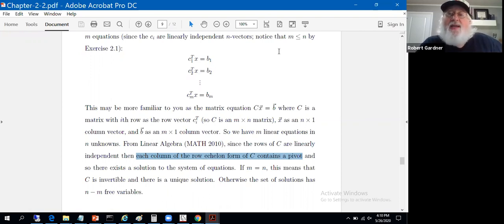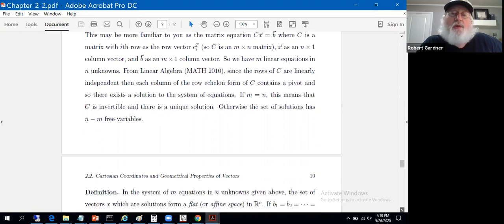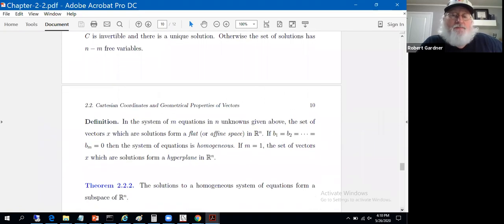If there are not that many, and we are taking m less than or equal to n because of the linear independence, then we'll have free variables, and I can tell you how many free variables. So this is just an alternate notation for a bunch of stuff you do near the beginning of sophomore linear algebra in terms of systems of equations.